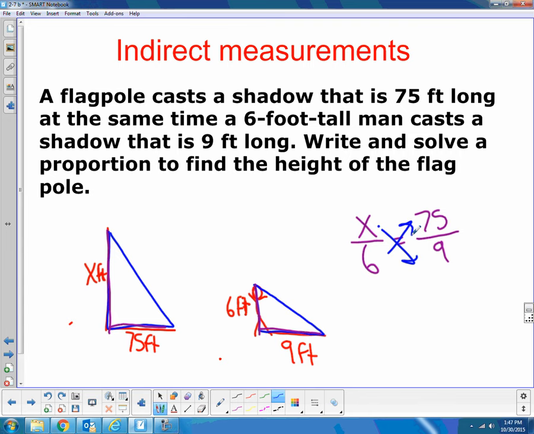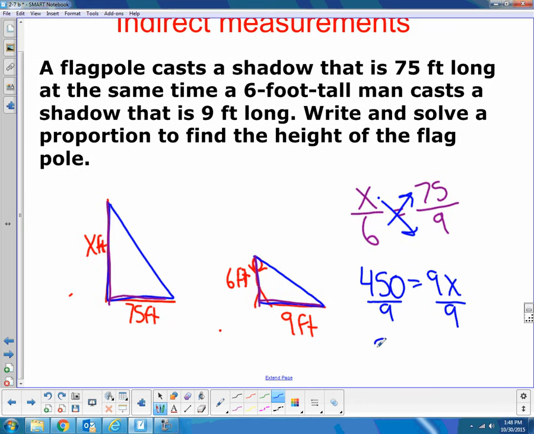So 6 times 75, 450 equals 9x. And that works out pretty well because when I divide by 9, I should end up with 50 equals x. And I have to label that. That's going to be 50 feet because there's a difference between feet and inches. So 50 feet equals x.